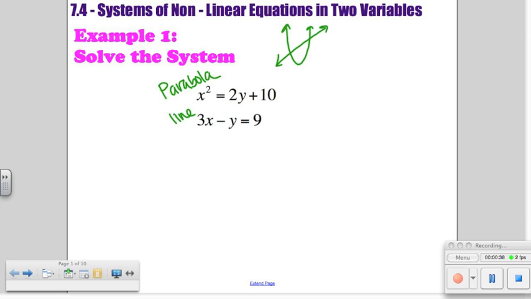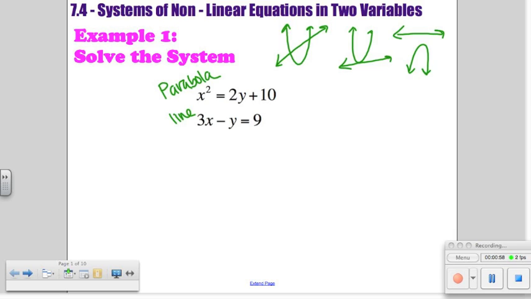Now notice we can have some possibilities. We might have two solutions. We might have one solution. We might even have no solutions. So we're going to have some options here. We're going to have some possibilities. And we're just going to go ahead and look and try to solve this system.